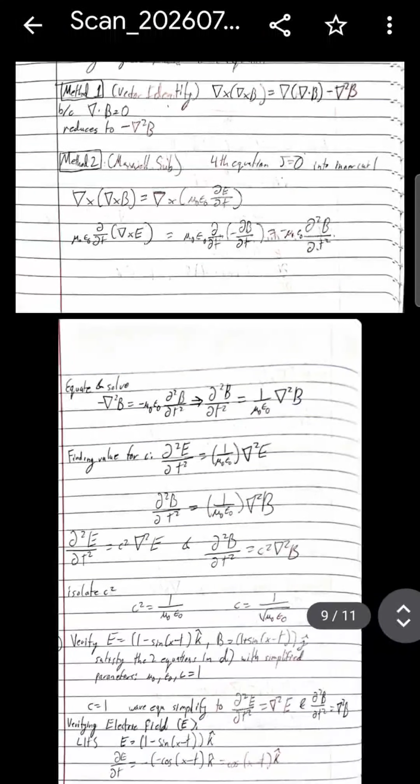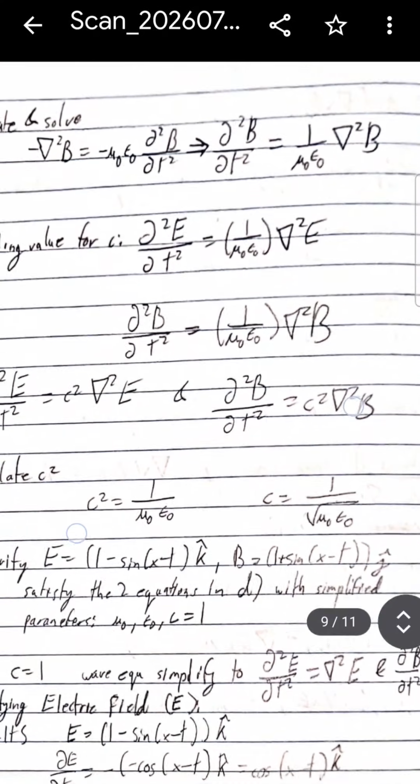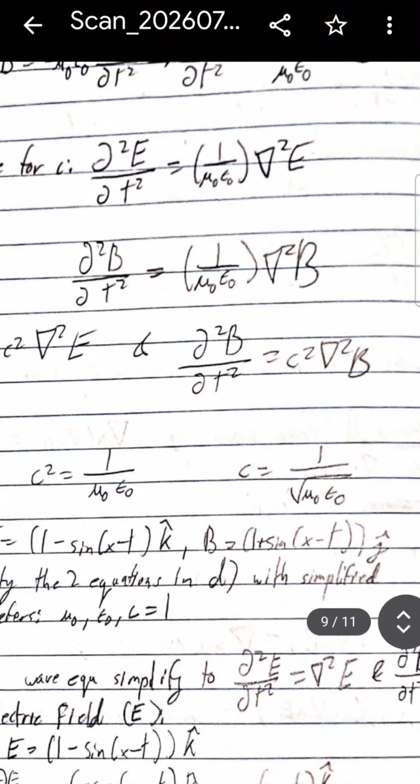Comparing this to the standard wave equation, sorry, I lost my standard wave equation. It is actually down here. You get c squared equals 1 over mu naught times epsilon, meaning that the speed of light is equal to 1 over the square root of mu naught times epsilon naught.